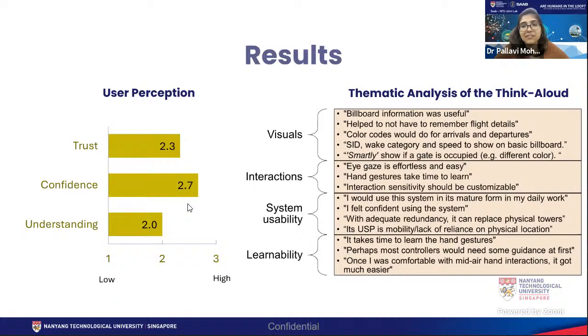They also identified some very specific situations where such a system would be particularly useful, such as low visibility conditions or nighttime operations. They believe that with adequate redundancy, it can replace physical towers, and that its primary selling point, so to speak, was mobility, or the lack of reliance on a physical location.